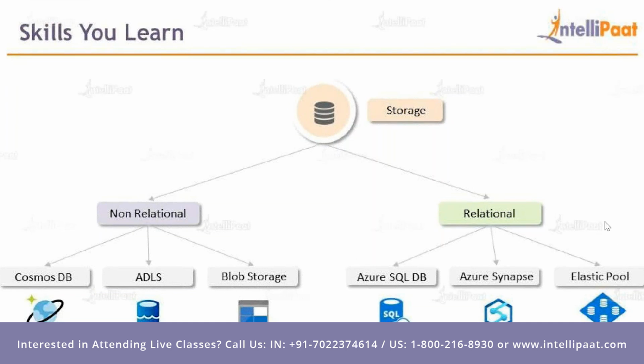If we have relational data, using a NoSQL database is never suggested, right? So we need to have relational databases also. There is something called Azure SQL DB. Then you have Azure Synapse, which is basically your Azure SQL data warehouse. In the newer version, it is known as Azure Synapse. Initially it used to support only relational databases, but now this feature helps you connect to both relational and non-relational databases. And then you have the elastic pools.